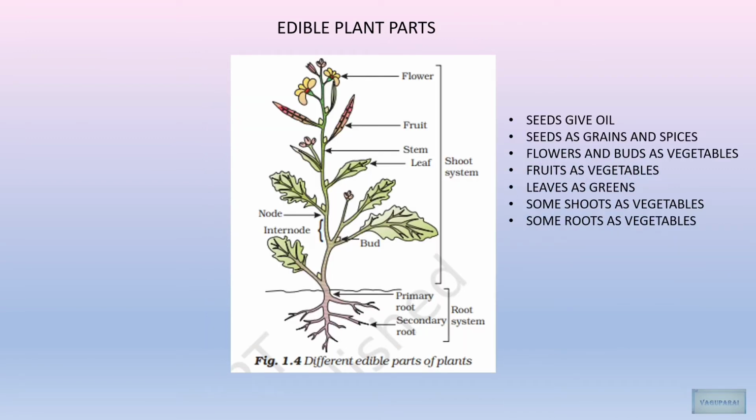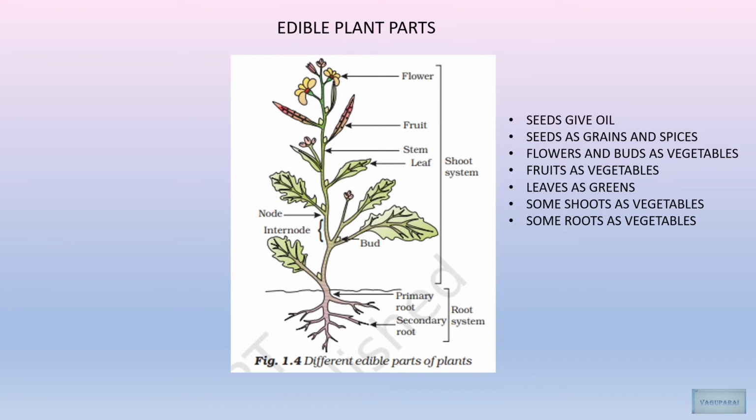We have already seen sources of food. Now we'll see the next topic, edible plant parts. Edible means the part of the plant that you can eat. A plant itself is divided into two, one above the ground and one below the ground. The part of the plant above the ground, you call it the shoot system, and the part of the plant that is below the ground, you call it the root system.